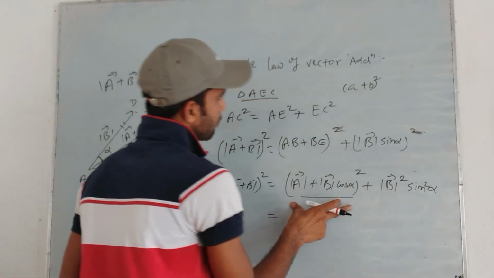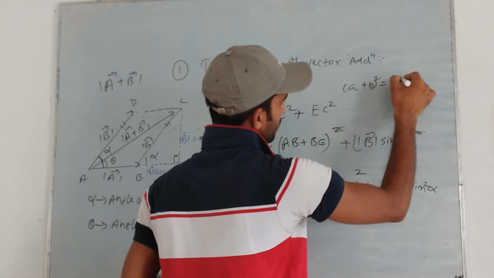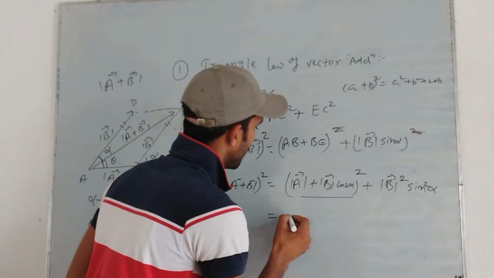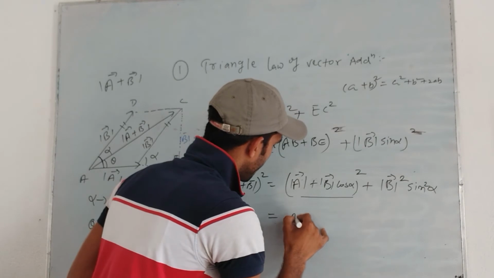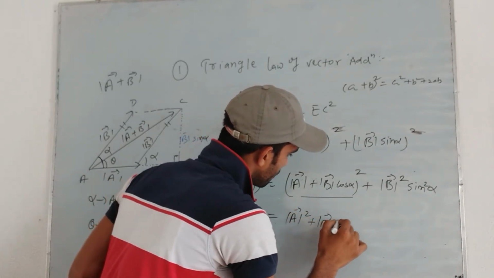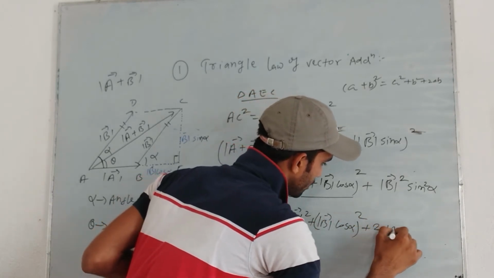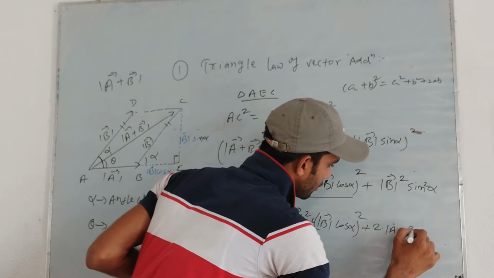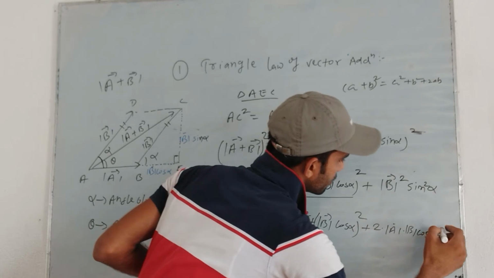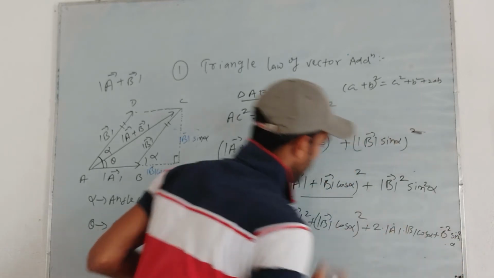So apply the formula (A+B)² in this section. You will get (A+B)² = A² + B² + 2AB, right? If you put (A+B)² here, then you will find magnitude of A whole square plus magnitude of B cos alpha whole square plus 2 into magnitude of A into magnitude of B cos alpha, right? And this is your B² sin² alpha, right?